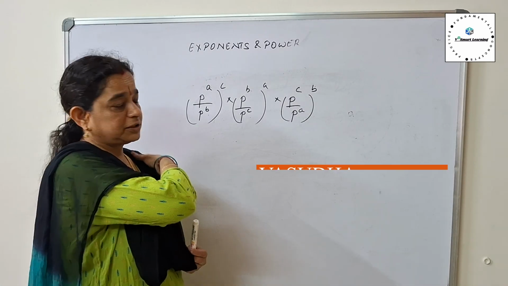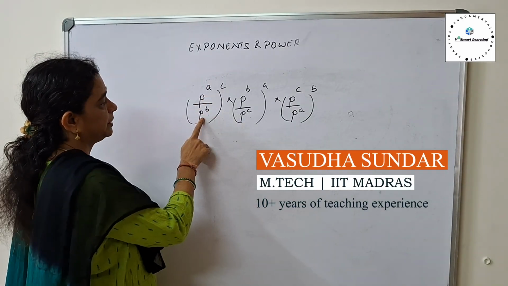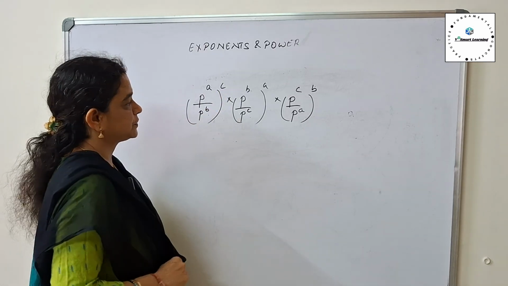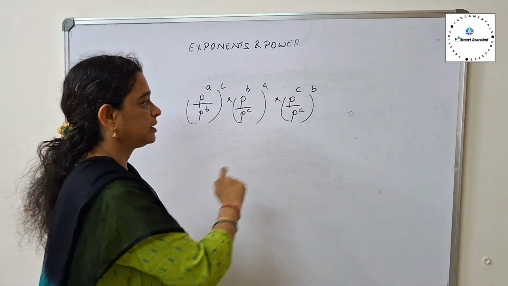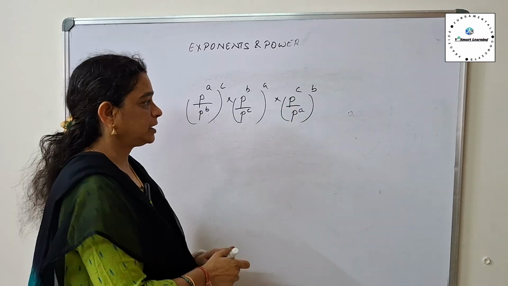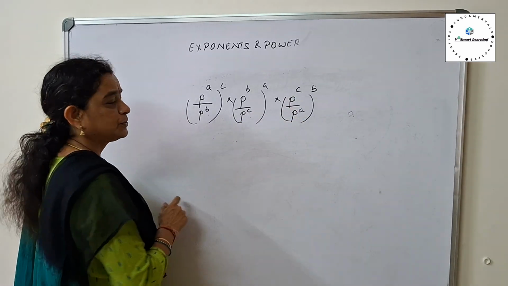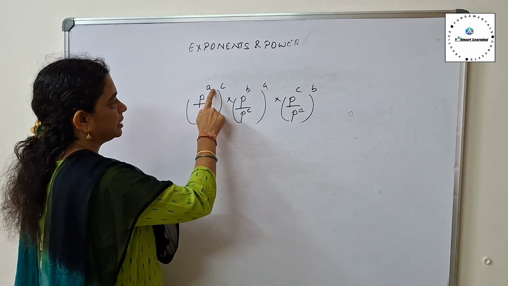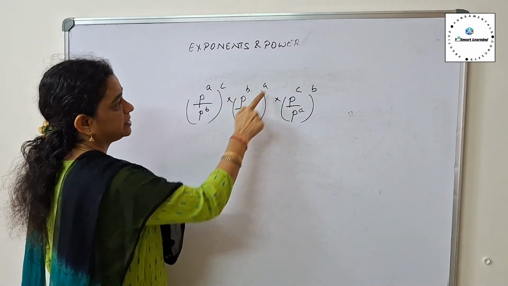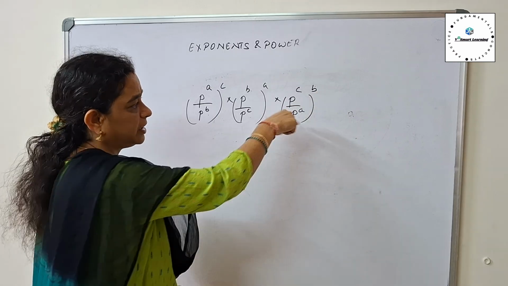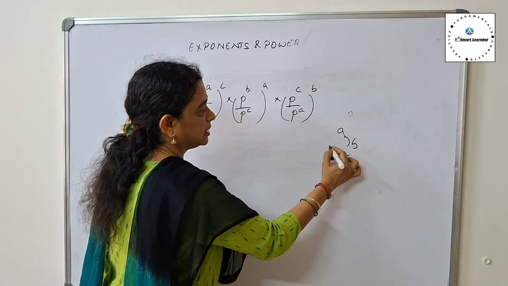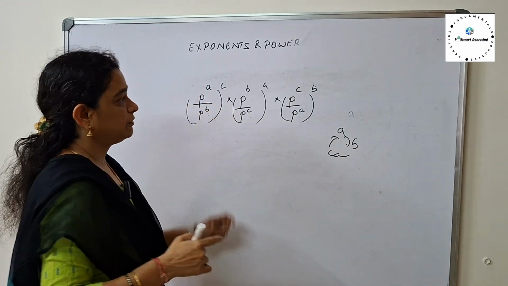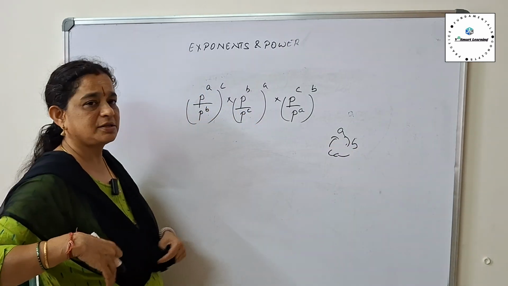Here I have taken another problem: (p^a / p^b)^c, (p^b / p^c)^a, (p^c / p^a)^b. Now you see that there is a cyclic formation: a b c, b c a, c a b. So I am using a, b, c in a cyclic form, which means I should get the answer as 1.